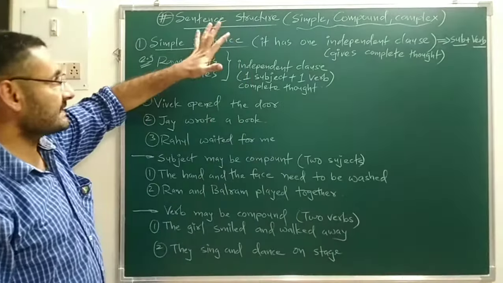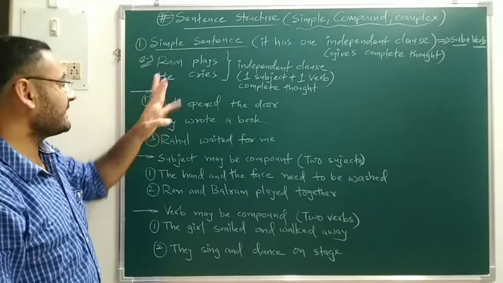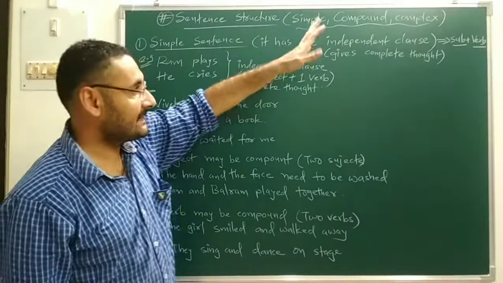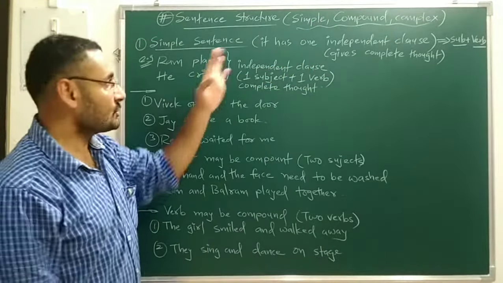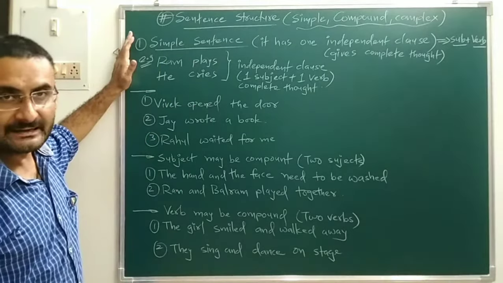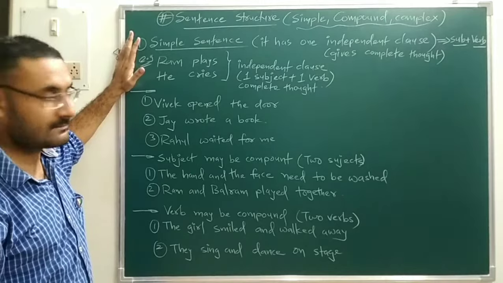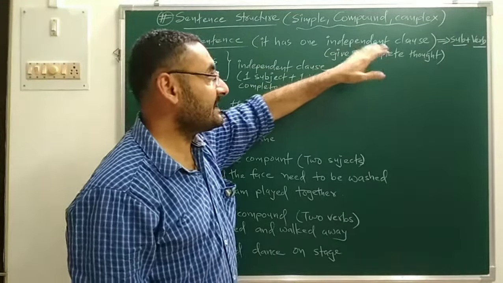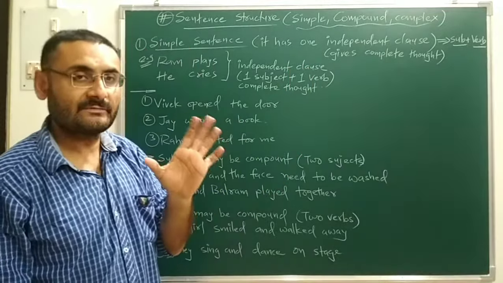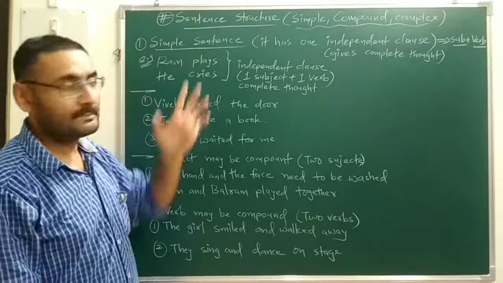So first is sentence structure. As I told you, there are three types of sentences. First one is simple sentence, next is compound sentence, and last one is complex sentence. We'll start with the simple sentence. Now, simple sentence means what? That is important to understand. Simple sentence means that it has one independent clause. Such a sentence which has one independent clause is known as a simple sentence.